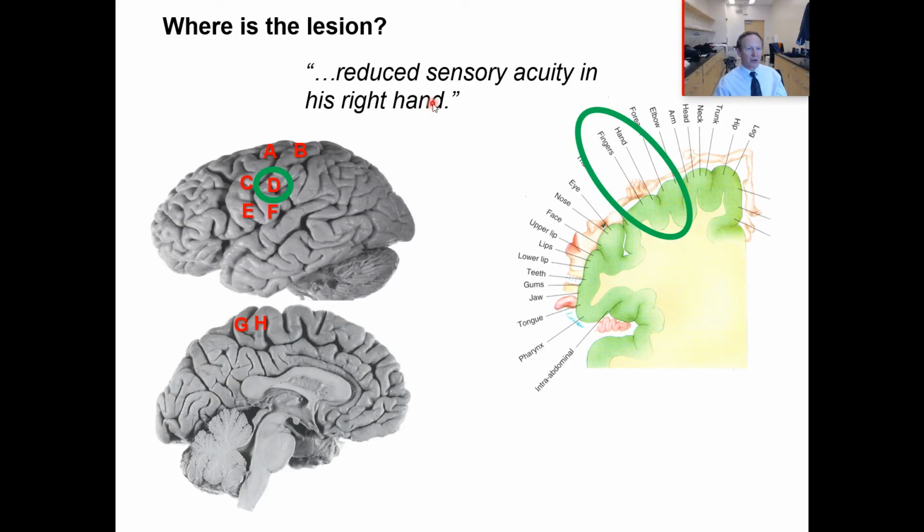So the other piece of information is right hand. So now you have to look at the homunculus, at the distribution here, and you can see that the hand is distributed kind of in the middle here, where D is. B would be the hip or the legs, maybe, the trunk. F would be the face, jaw region. And G would be out here, more medially, that would be the foot and the leg.